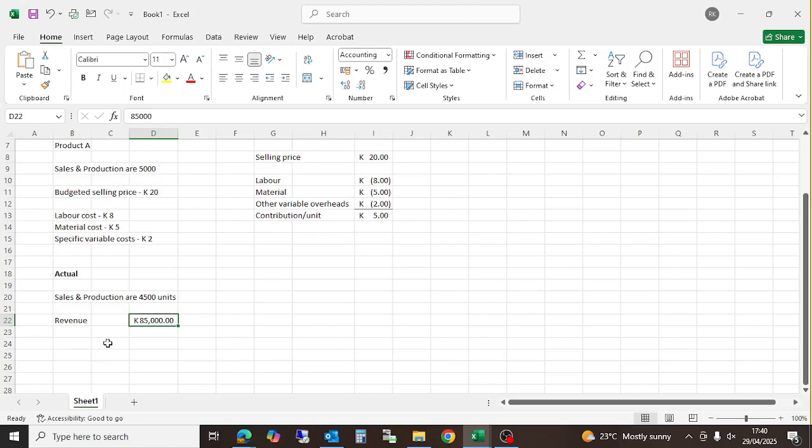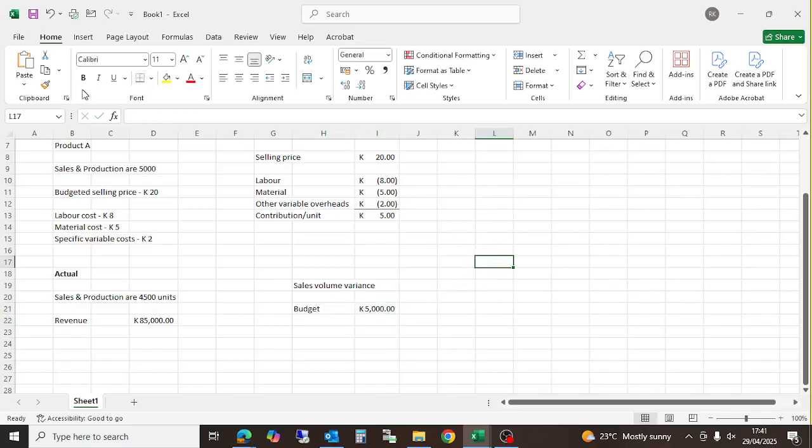So now we understand what a variance is. A variance is a difference. We understand what contribution is. Now let us link the two, contribution and variances. Let's start with the sales volume variance. So we bring our budget. What's our budgeted units? 5,000.